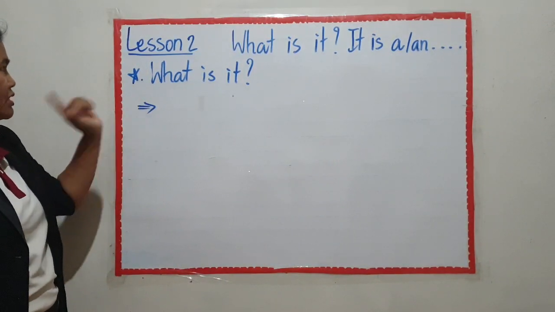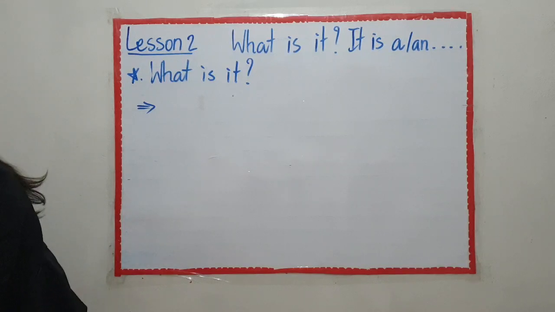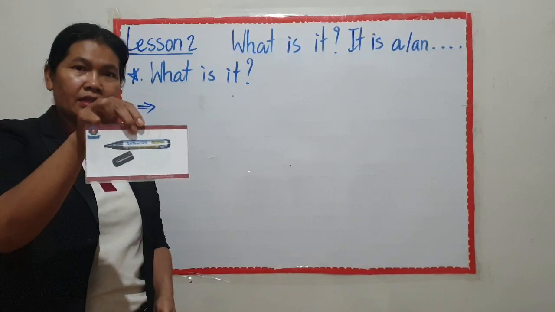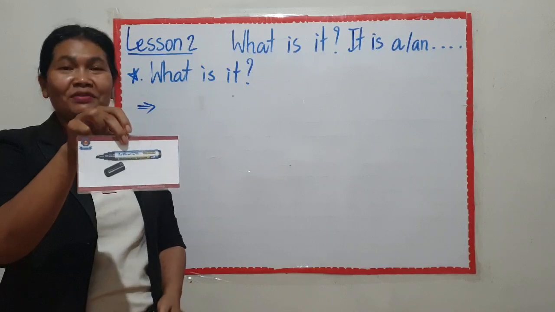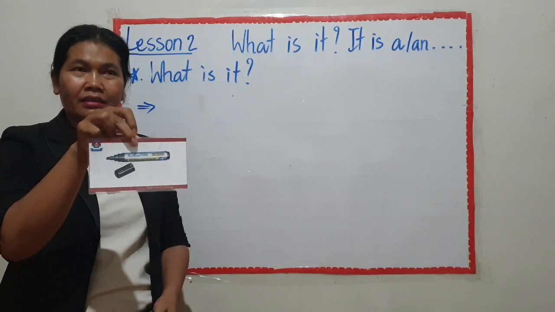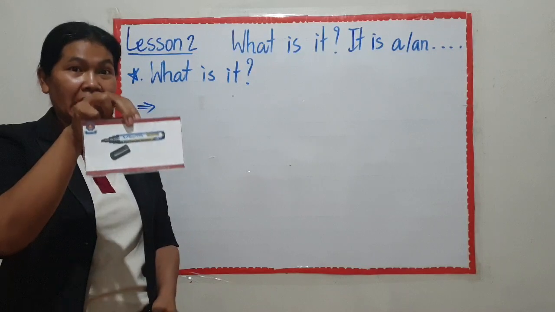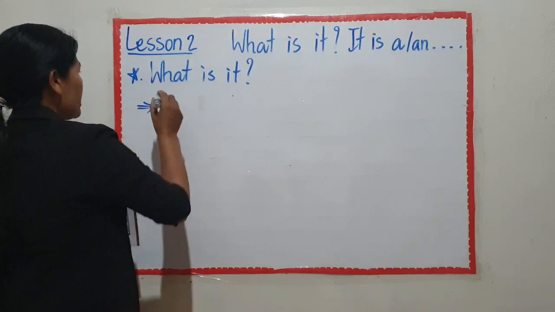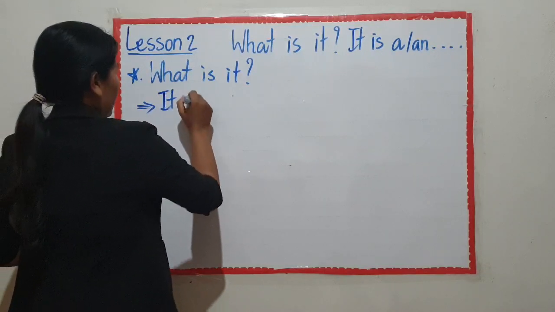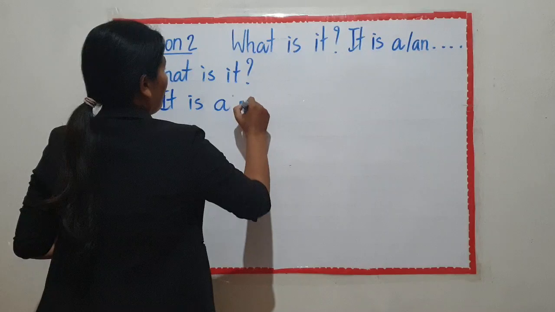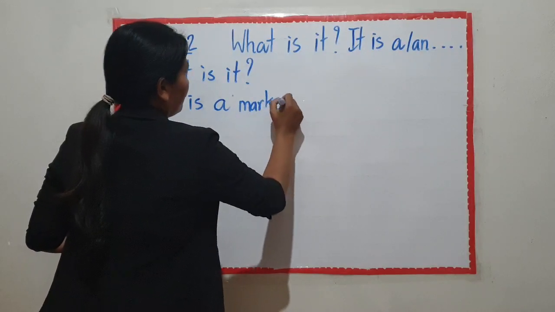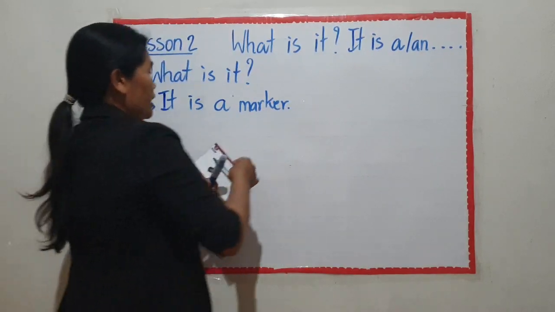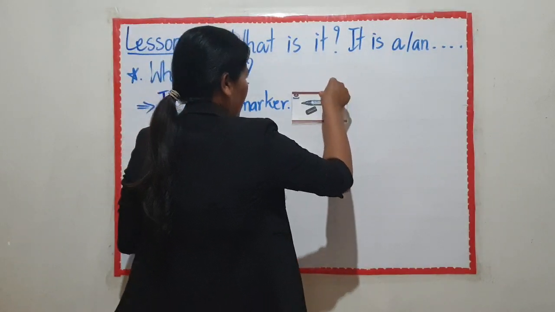Okay, now teacher has a question. Teacher has a picture here, and then teacher is going to ask you. Okay, now everyone look at this. What is it? Everyone knows it because this word we have learned already, right? Okay, what is it? Yeah, it's a marker. Very good. So you have to answer, it is a marker. Very good. So here it is a marker.